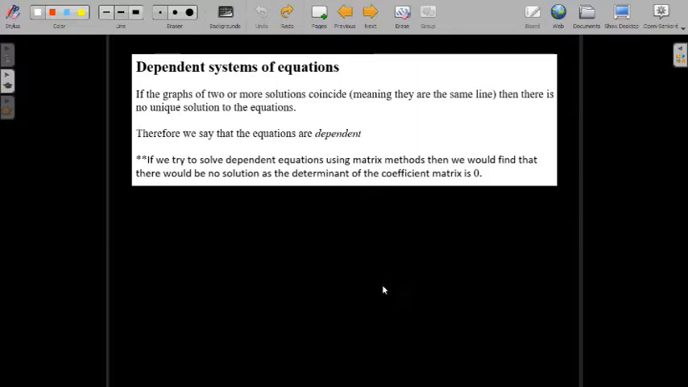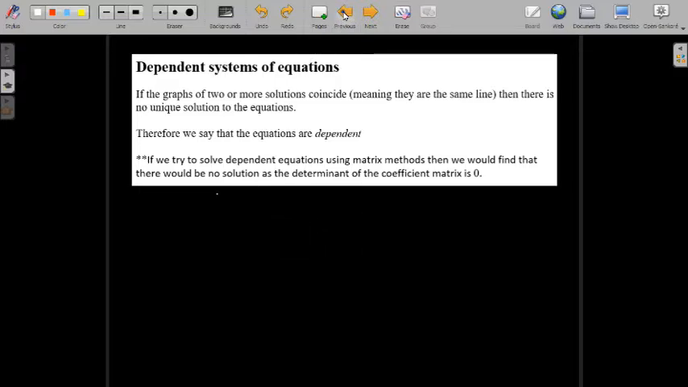Dependent systems of equations. This is elaborating on that last little note. If the graphs of two or more equations coincide, meaning that they are the same line, then there is no unique solution for the equations. Therefore, we say the equations are dependent. If we try to solve dependent equations using matrix methods, we would find that there would be no solution as the determinant of the coefficient matrix is 0.